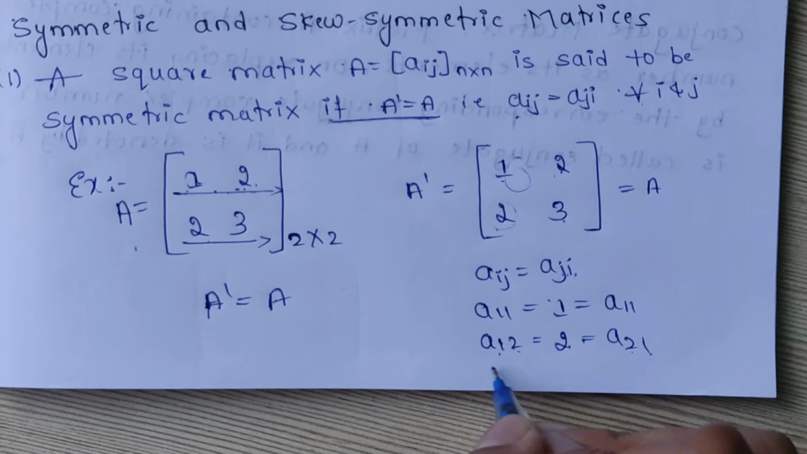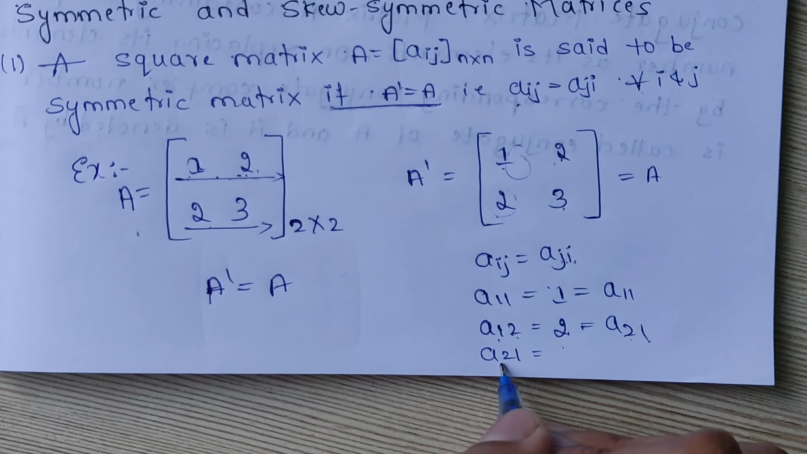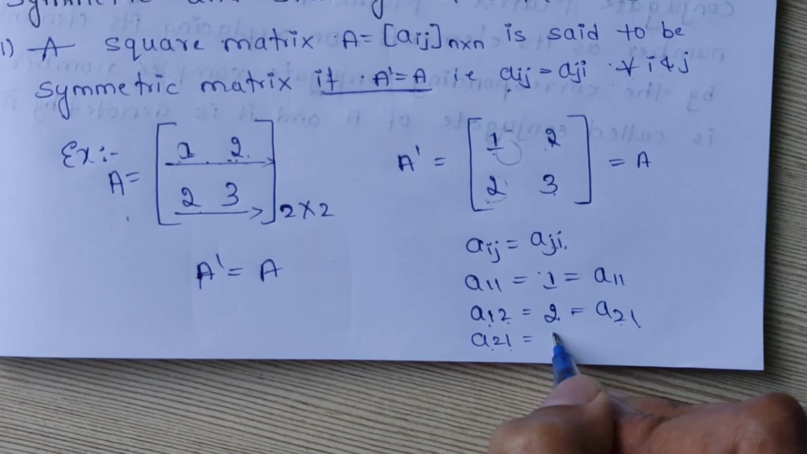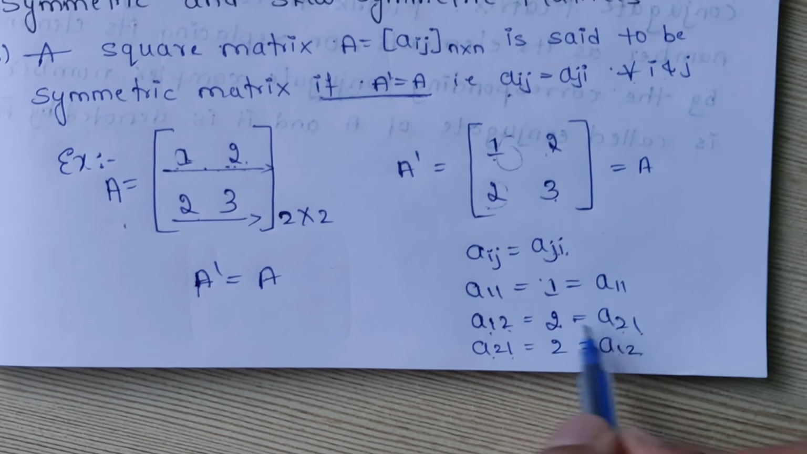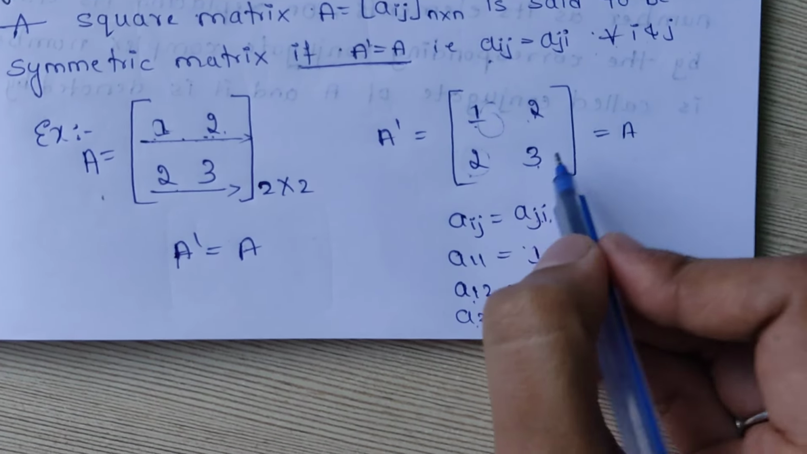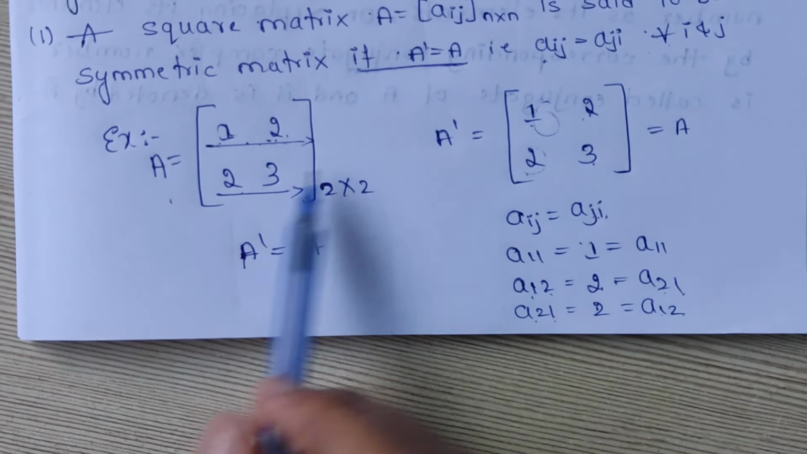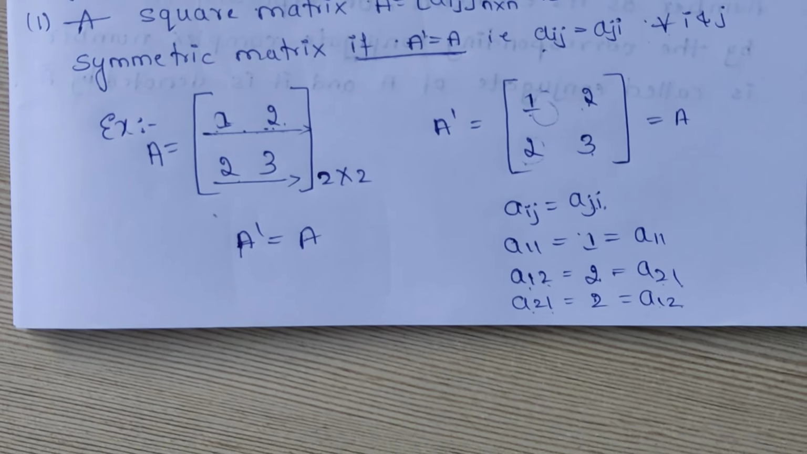In the same way we get A21, second row, first column, it is 2. A12 is first row, second column, it is again 2. So every element will satisfy this condition. So this is the symmetric matrix.